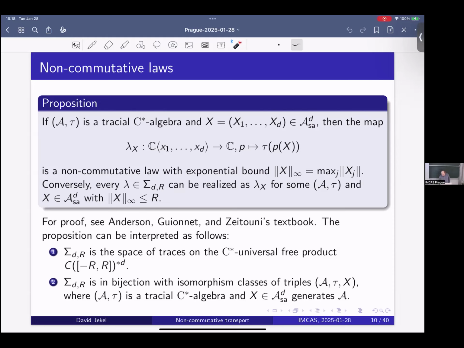Okay. Right. And the other way that you could think of this, which is helpful, is that the non-commutative law is somehow capturing an equivalence class of having a C-star algebra and having a choice of generators. So you could consider an isomorphism that maps the one thing to the other and maps the corresponding generators to the other generators. And then this would be in bijection with the non-commutative laws.